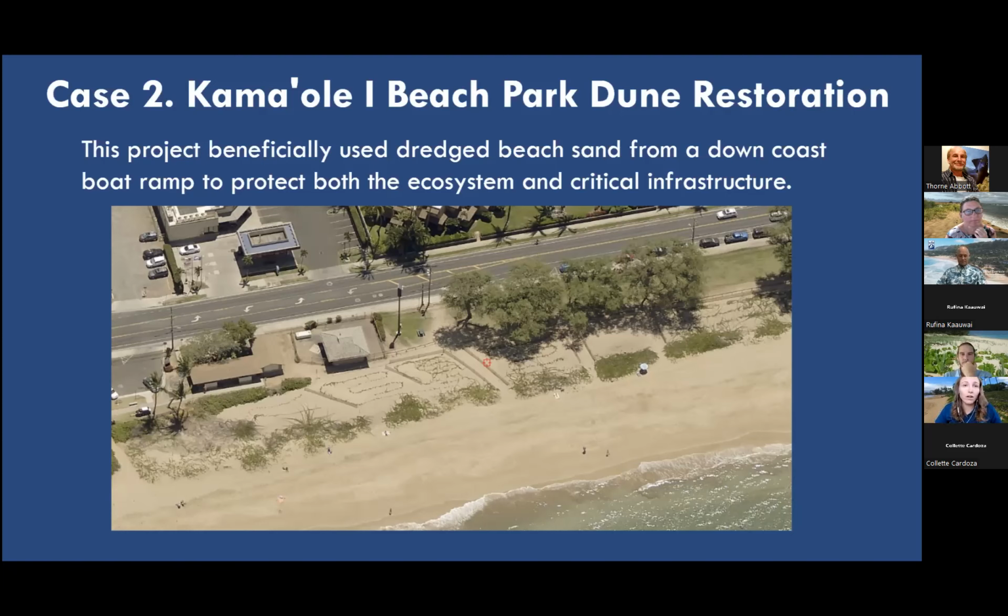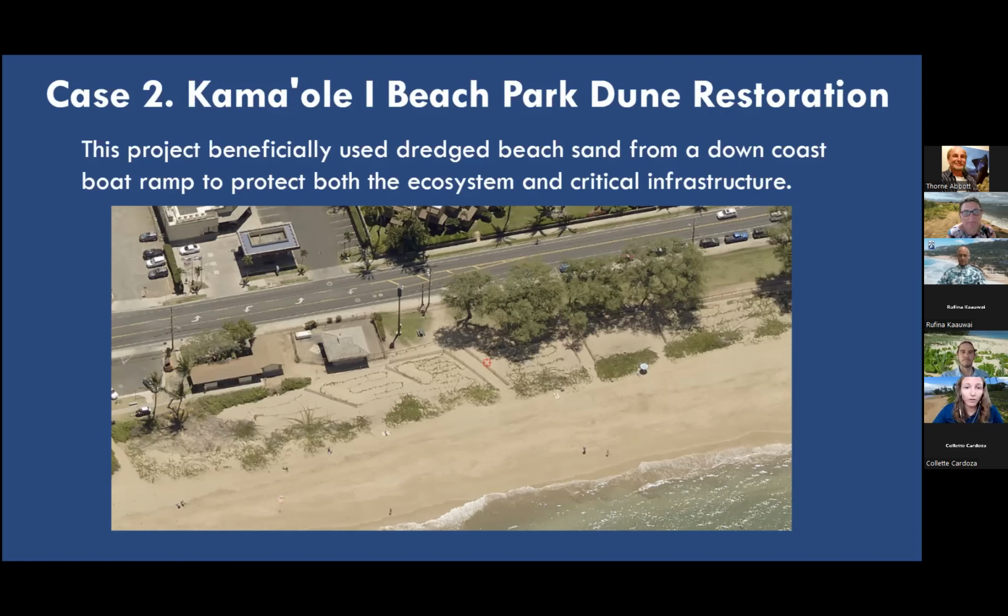So this one here is at Kamaole One Beach Park in South Maui, the Kihei area. And this was a project where many groups, as in Dolan's case, it takes a village. In this case, various county departments, Sea Grant, and volunteers as well, partnered to carry out a dune restoration by beneficially using sand that was dredged about a mile down the coast from the Kihei boat ramp. And that's a boat ramp that's managed by the state.